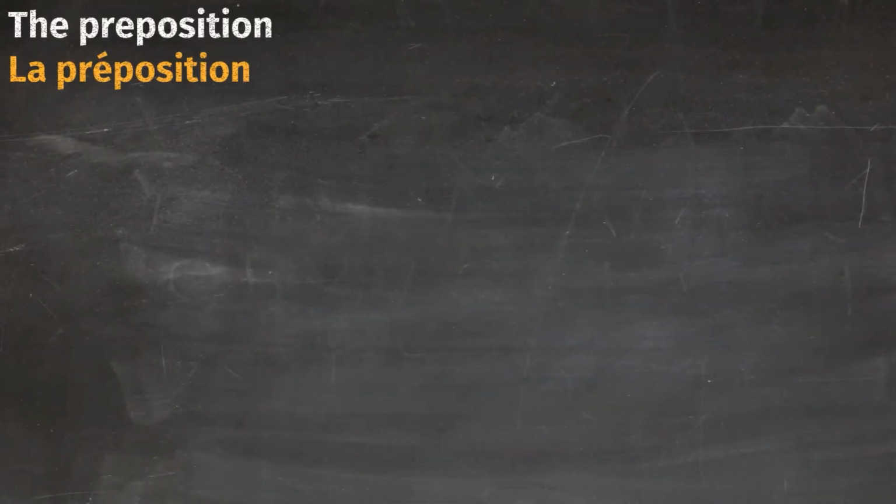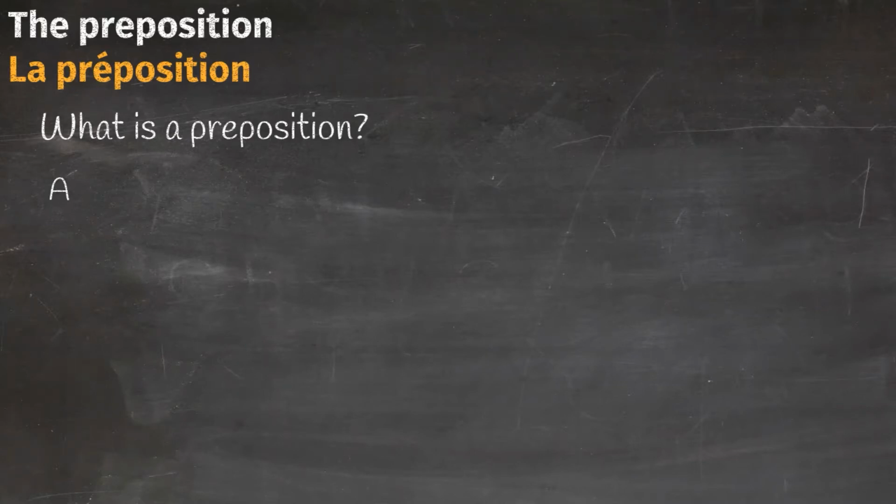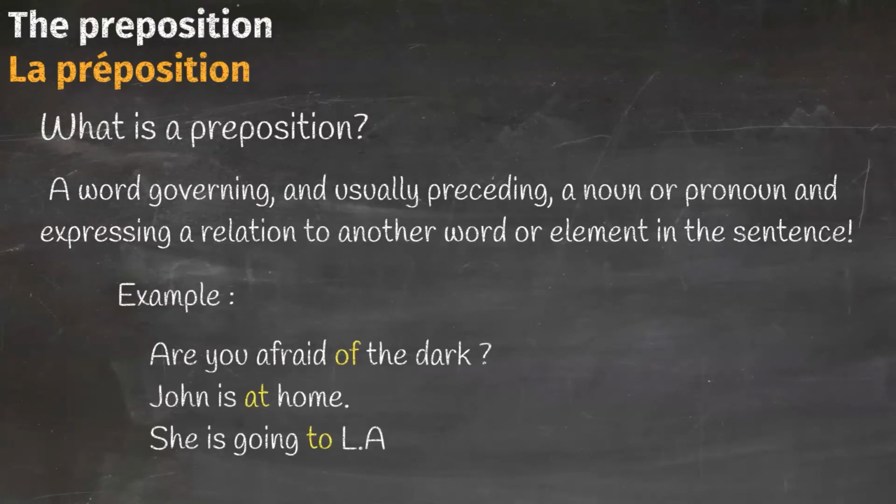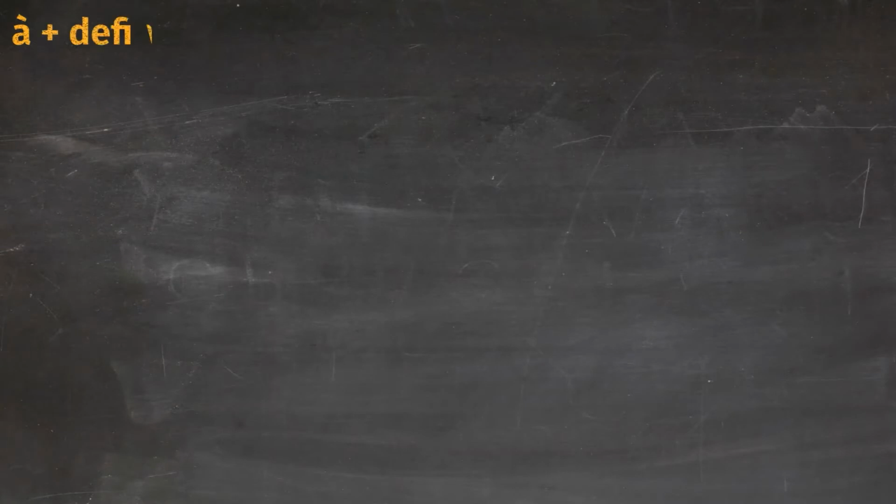Let's start with basics. What is a preposition? A word governing and usually preceding a noun or pronoun and expressing a relation to another word or element in the sentence. Well, I understood nothing actually, but let's check a few examples together. I'm sure it's gonna be clear. Are you afraid of the dark? Okay. John is at home. All right. And she is going to LA. All these yellow words are prepositions, loud and clear.